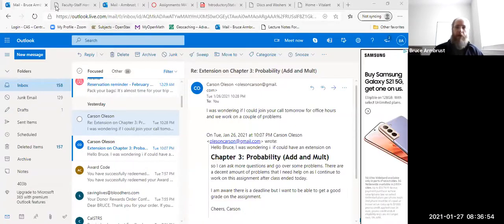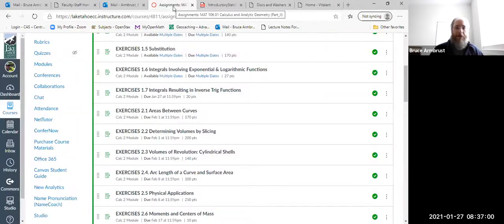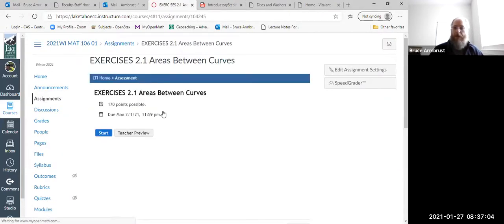All right, so let me go ahead and share my screen, and we'll go take a peek at those. I'll ignore my mail. Hold on one second. Get to assignments. There we go. So 2.1.